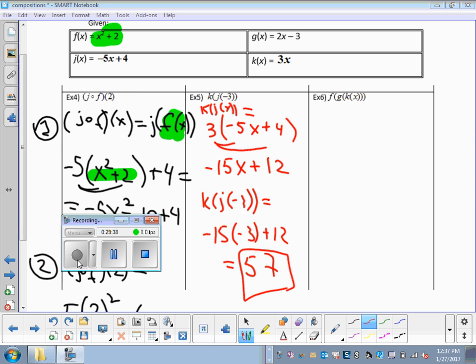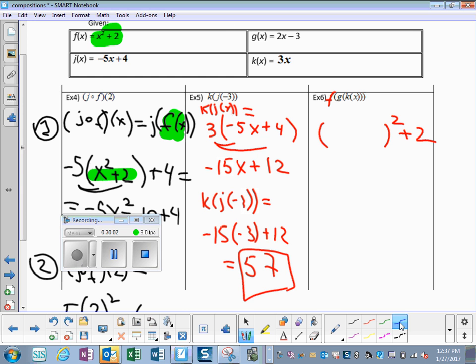Okay, so number 6 has more depth in it, right? You have 3 layers of 3 functions combined together. So I start with the most outer one. F. What is my f? Right, my f is x squared plus 2. So I skip the argument, square it, and do plus 2. That's my f.